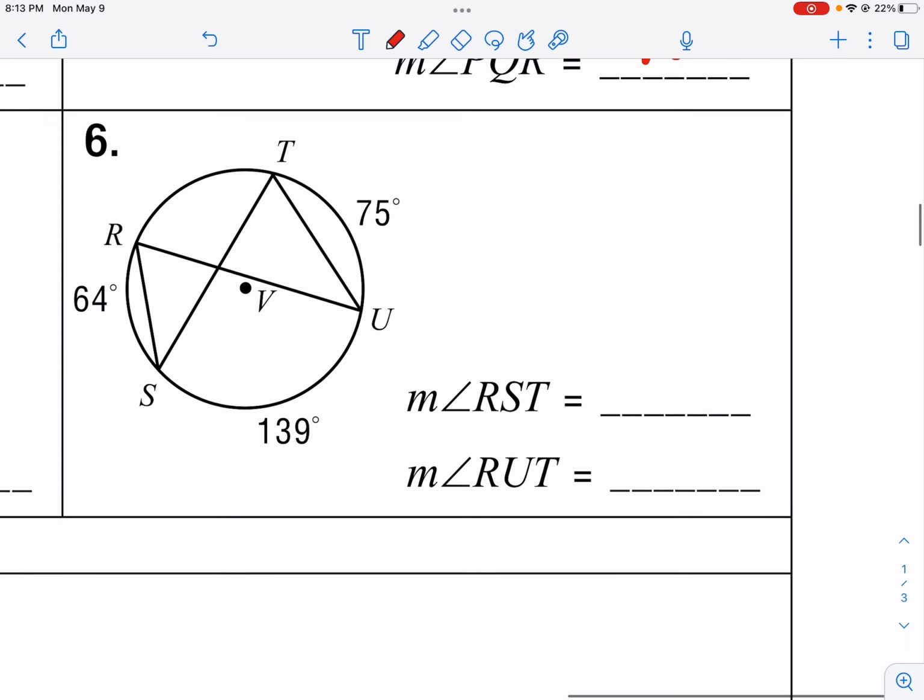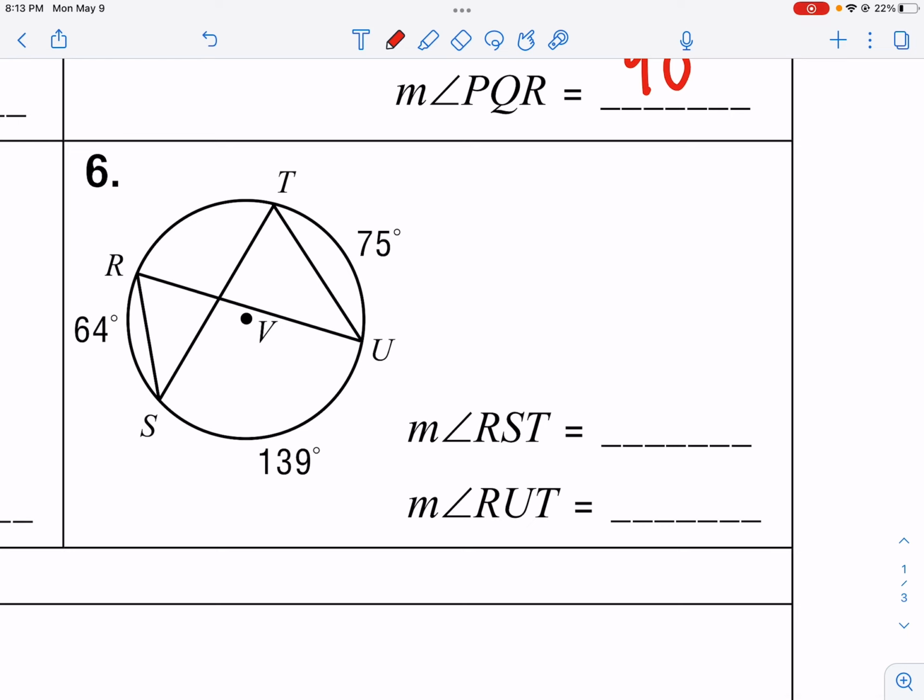And let's go ahead and try number 6. Ooh, this one's a mess. Let's see what we know. RST, RUT. We know this one is 64. We know this one's 139. We know this one's 75. That means in order to find this green one, I'm going to subtract from 360.